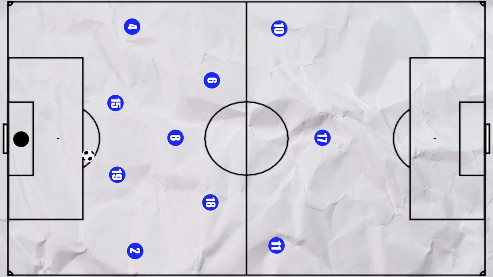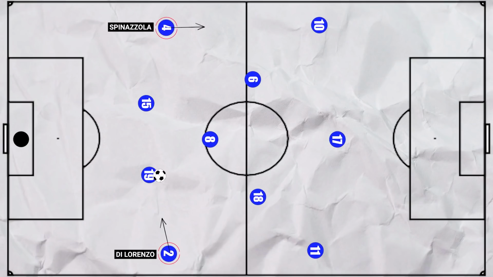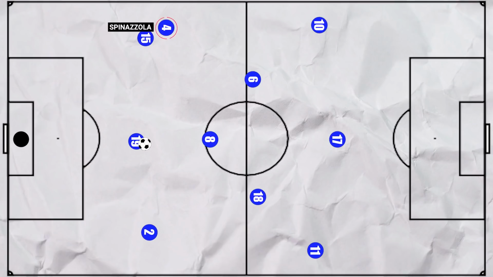Now, let's start with Italy in controlled possession. For the most part, Italy built up with a back three throughout the match, with Di Lorenzo playing more like a right centre-back, and this horizontal coverage in deep regions would allow Spinazzola to push higher up the pitch.